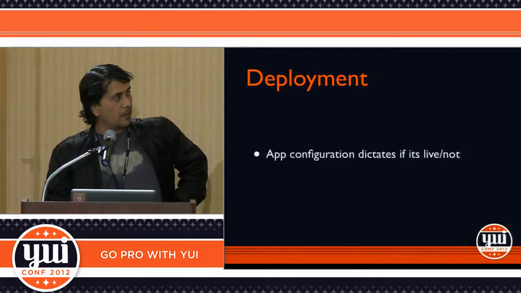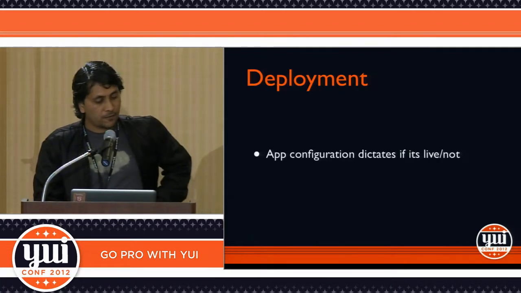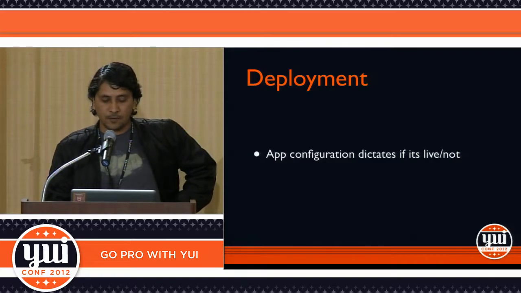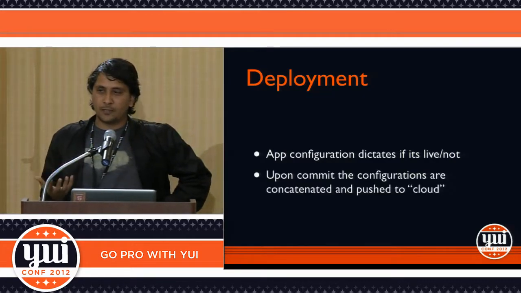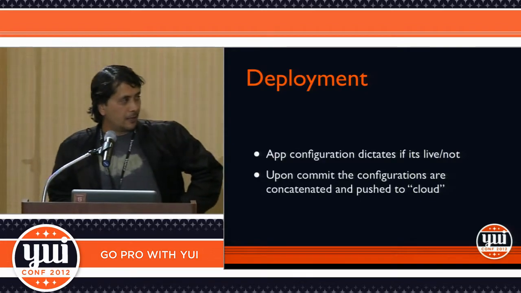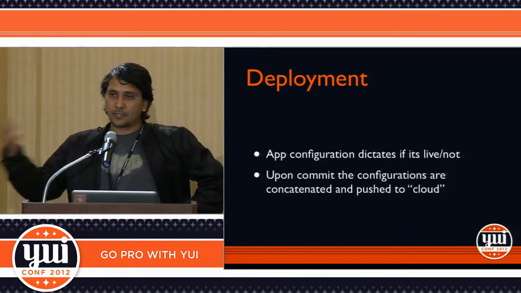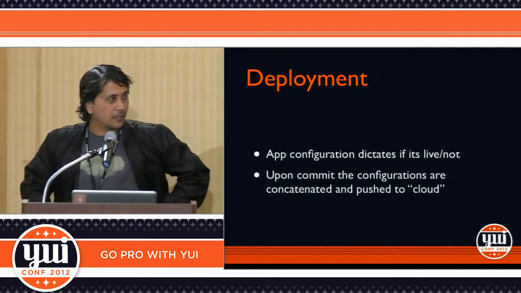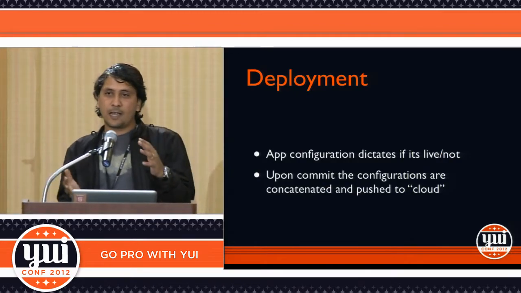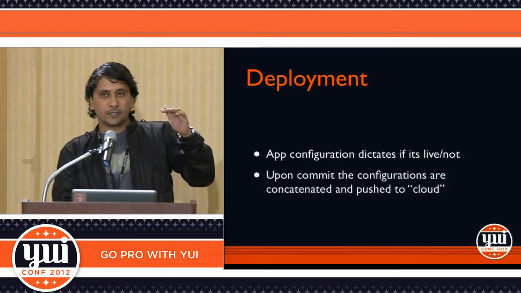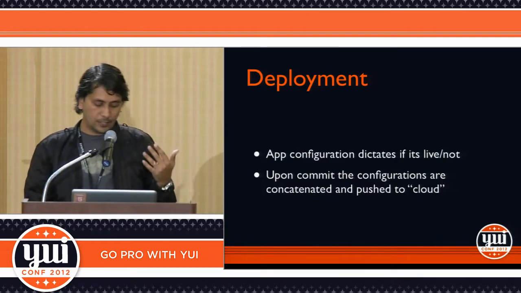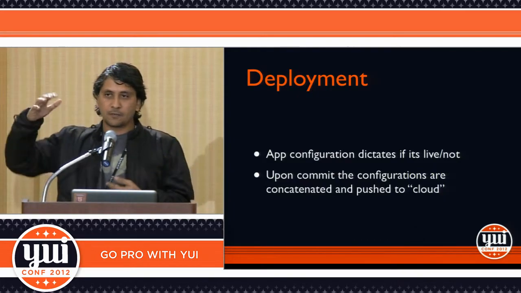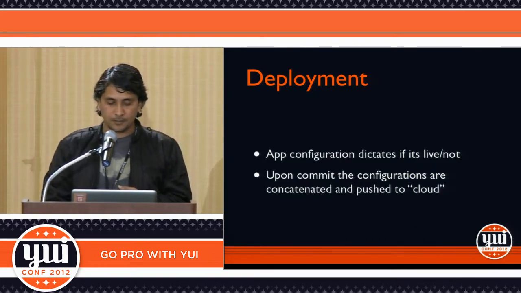Here's how it is deployed. The app config, like I said, dictates whether it's live or not. And whenever the developers, one of them is me, commit the code, there's a Jenkins job. We use a Jenkins job, which actually bundles all these app configurations into a single JSON config and then pushes it off to the cloud, so that the next time the loader, which I was talking about, can read the configuration and instantiate the applications.